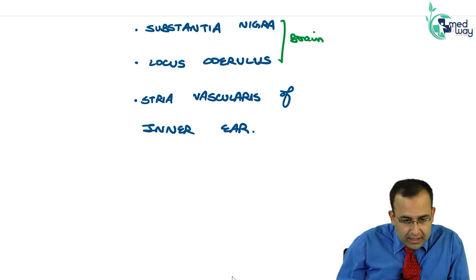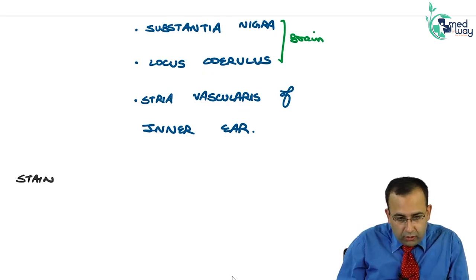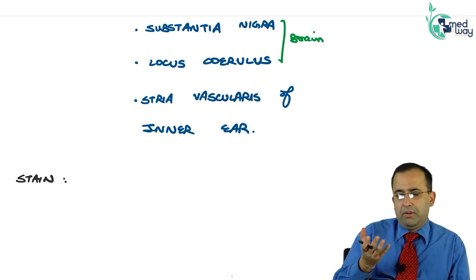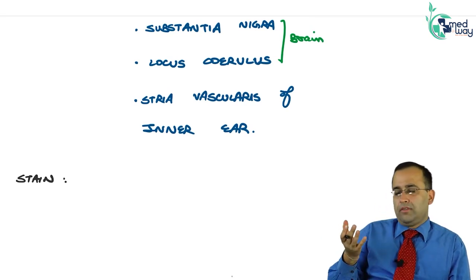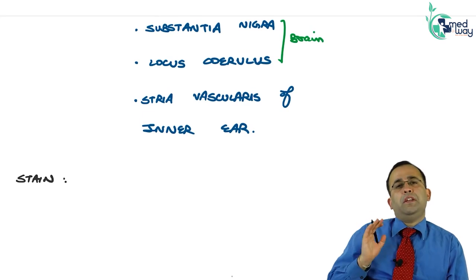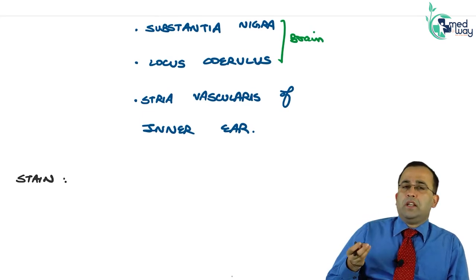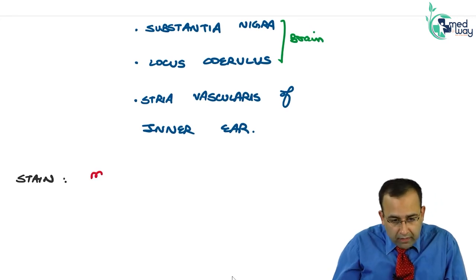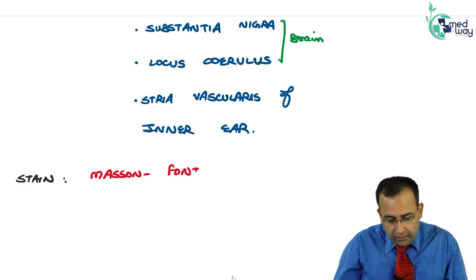So which is the stain used for melanin? How do we know that it is this pigment? Theek hai, melanin is black in color. But how can we be sure that it is melanin? By using a special stain. So which is the stain for melanin? M for melanin, M for Mason-Fontana stain. So stain used for melanin, Mason-Fontana.